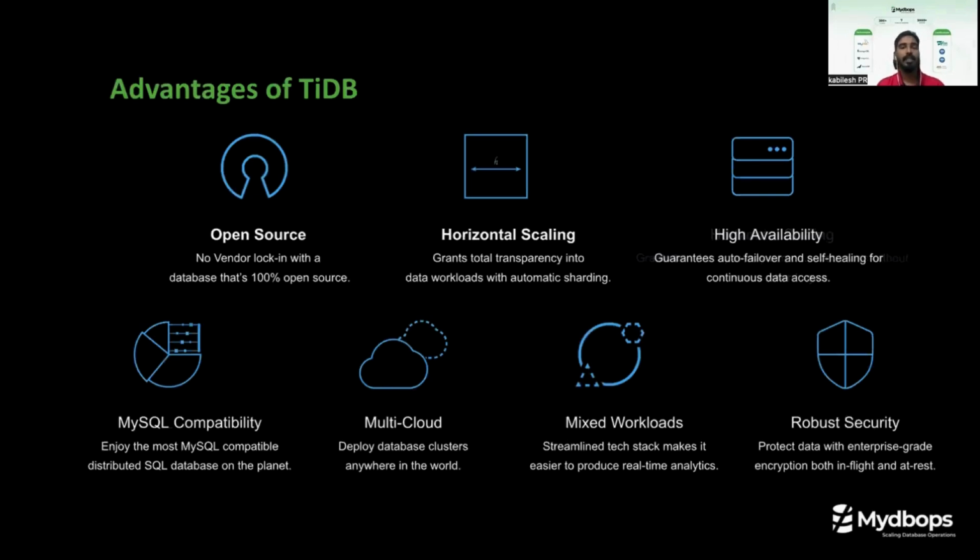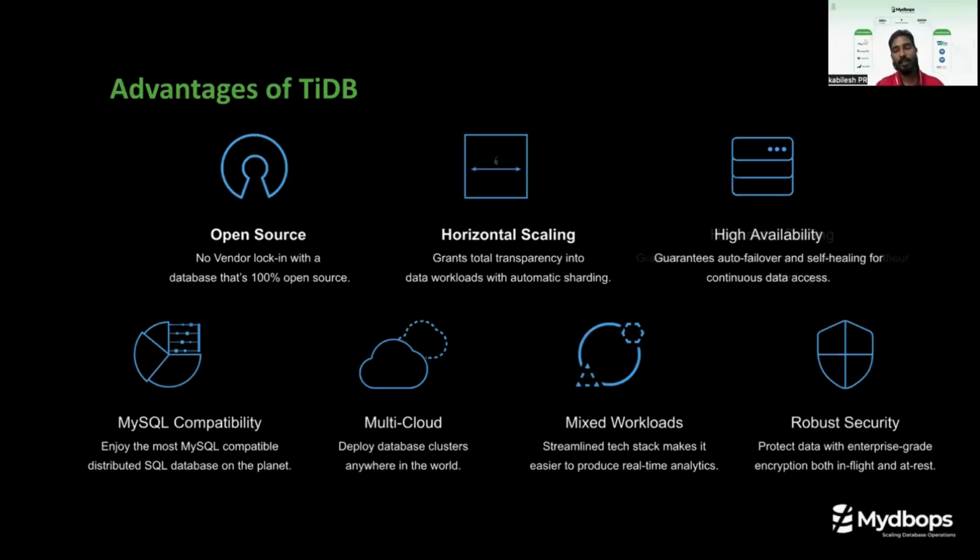So these are the advantages of TiDB. When you move towards TiDB, automatically you get these advantages. First is open source. This is completely open source, 100% no vendor lock-in. That means you are free to use it, edit it, and redistribute it. And it is horizontally scalable. That means it provides a transparent auto-sharding feature, and you can also add nodes horizontally.